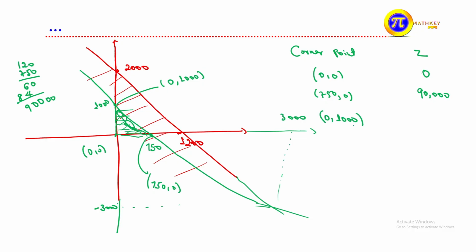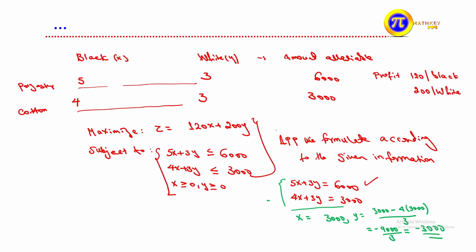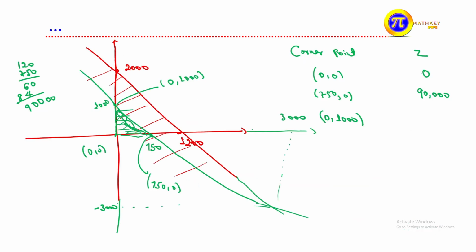When we take 0 and 1000, we substitute this one into the objective function. Here is 0 plus 200 times 1000, which means 200,000. So from these options, which one is the maximum value? The maximum value is 200,000, so the maximum profit equals 200,000. So this is the profit.